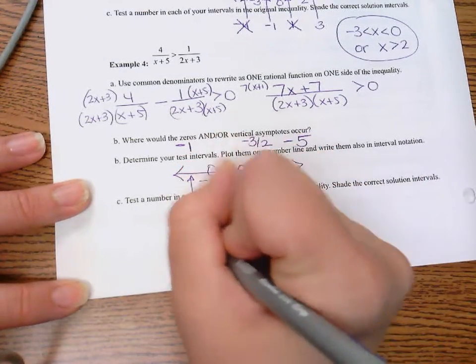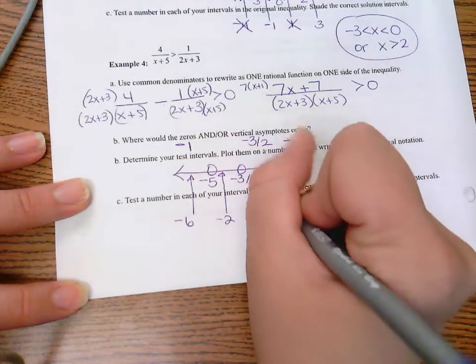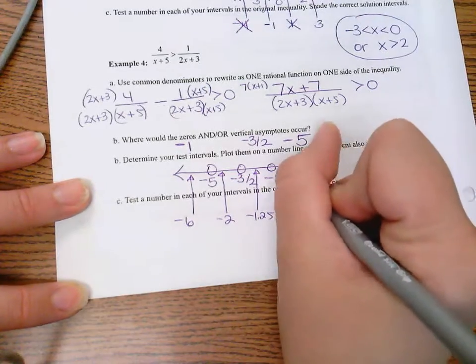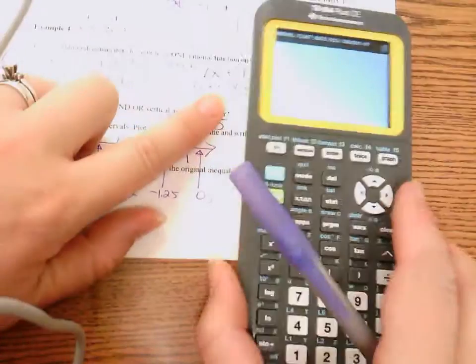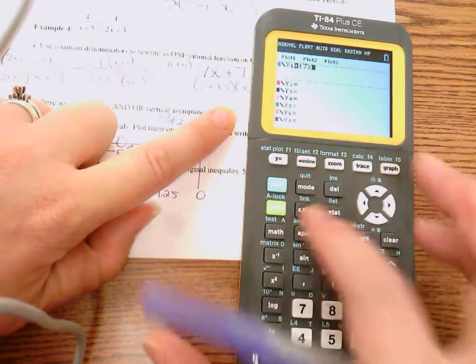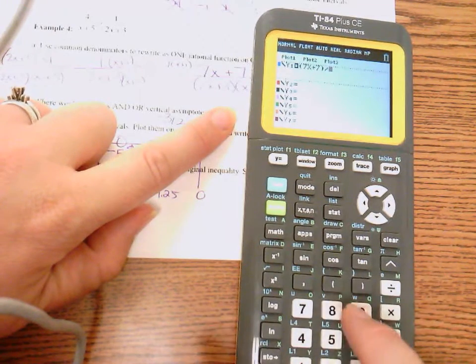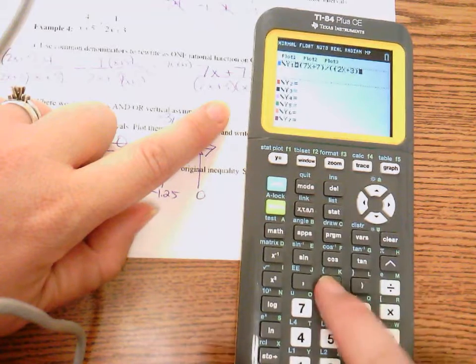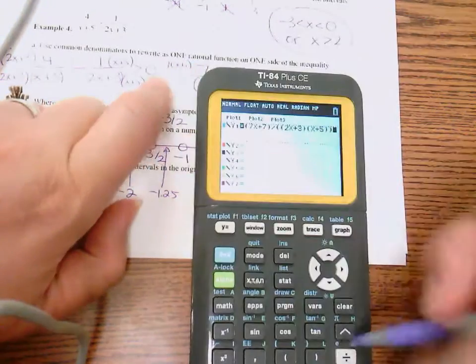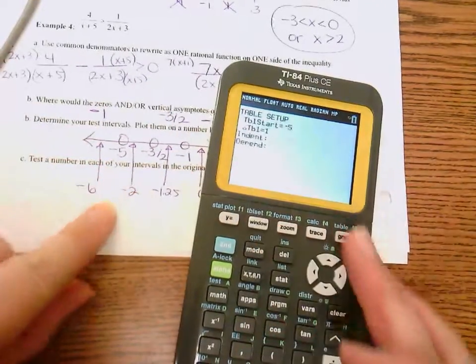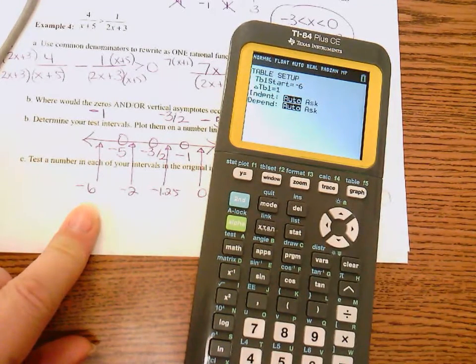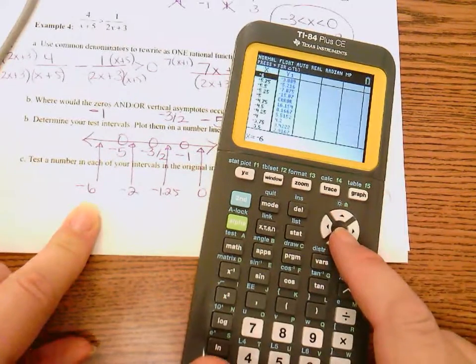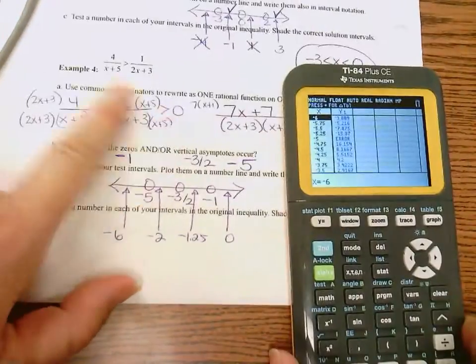So I want to look at -6, -2, -1.25, and maybe 0. So you could either plug in the original inequality or your new inequality. I'm going to plug in my new inequality into my y equals. So 7x plus 7 divided by, I'm going to do parentheses, 2x plus 3 times x plus 5, parentheses. Go to my table. I'm going to go all the way down to -6, but I'm going to count by 0.25. So second table. So at -6, my answer is negative, and I want it to be positive, it looks like.